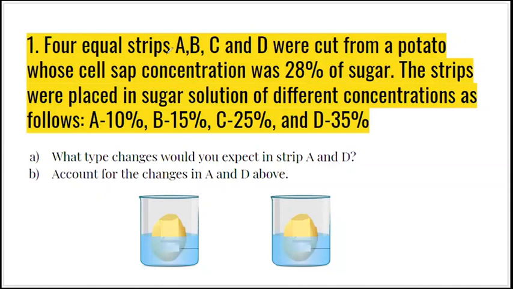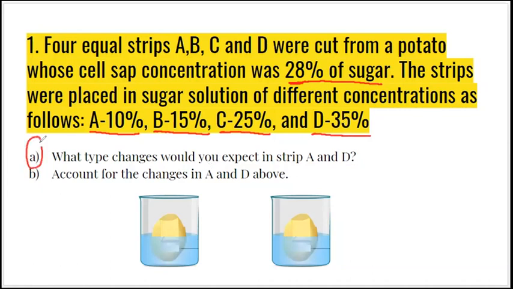There are 4 equal potato strips A, B, C, and D. They were cut from a potato whose cell sap concentration was 28%, so 28% sugar is there. The strips were placed in sugar solutions of different concentrations as follows. Solution A has 10% sugar solution. Solution B has 15%. Solution C has 25%. And solution D has 35% sugar solution.